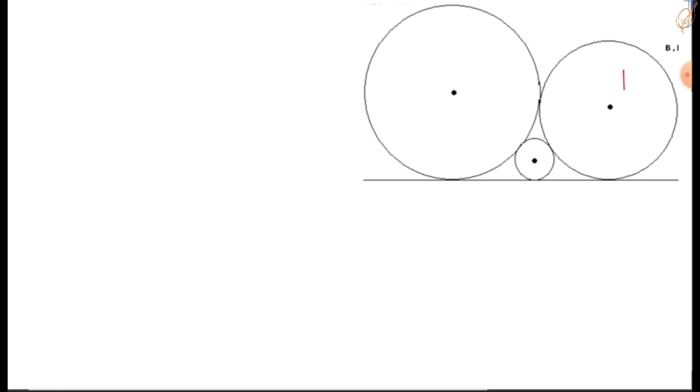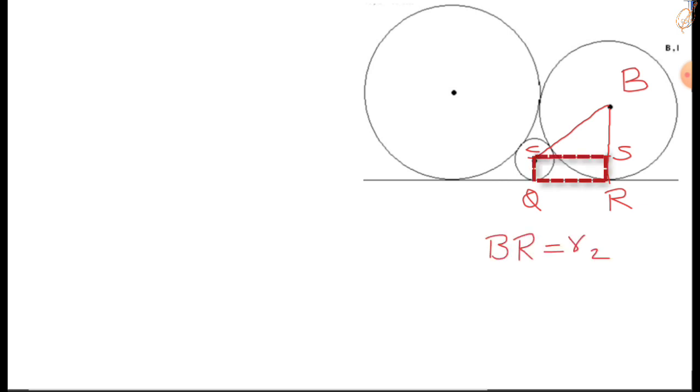Similarly, now you find circle B and circle C. Draw perpendicular lines from the centers B and C. Angle is 90 degrees. Now create a triangle. Name it S. This is R. This is Q. We know that the BR distance is R2. And again we formed a rectangle here, so opposite sides are equal. So CQ, the distance is R3, is equal to RS. See, it is a right angle triangle, so use the Pythagoras theorem.